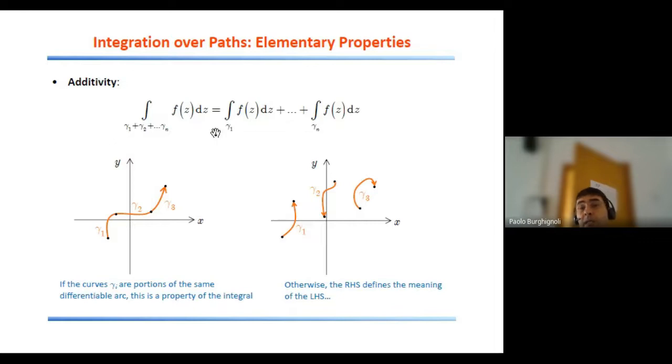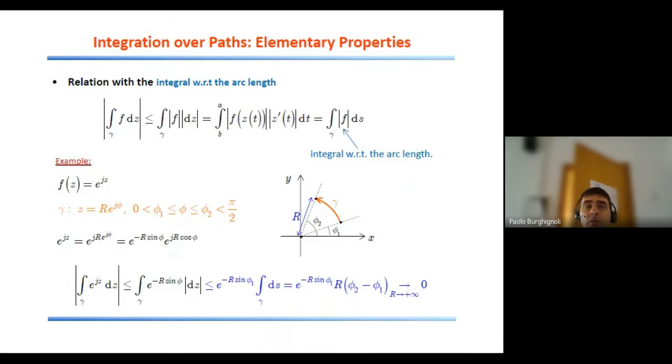Whereas this is actually a definition if the situation is like in the complex plane on the right, where, as you can see, we don't have a subdivision of an initial unique arc, but we have just the union of separated arcs. So in this case, we need to define the meaning of the integral along the sum of those arcs, and the meaning is provided to you by the right-hand side. Okay, so in any case, the operation that you need to do is to perform the integral along each sub-arc, and then sum the results.